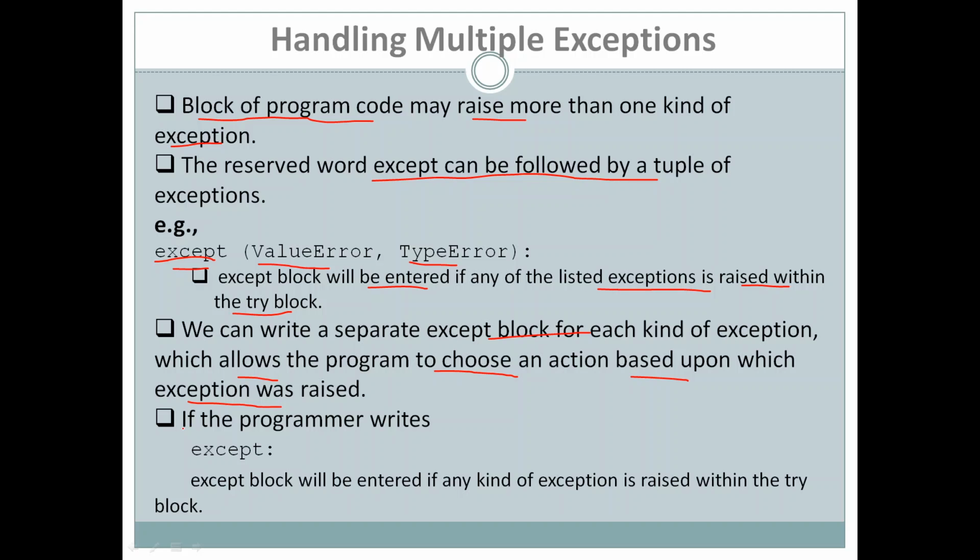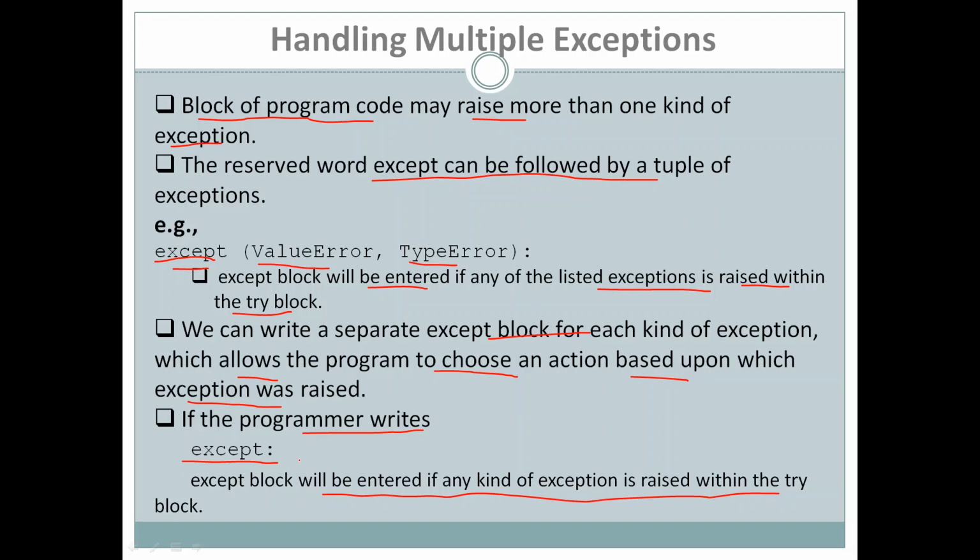Okay, there is one more way to write except. If the programmer writes an except like this, except and colon, in this case the except block will be entered if any kind of exception is raised within the try block. If we want our except block to handle all types of exception raised in the block of code, then we can simply handle it by using except colon. So no specific exception is declared here after the except keyword. You can see here, in this case it will handle all the types of exception.